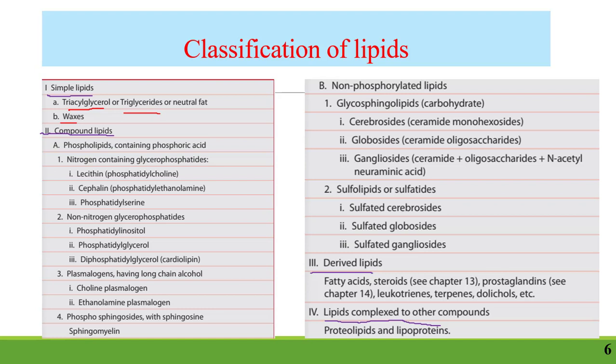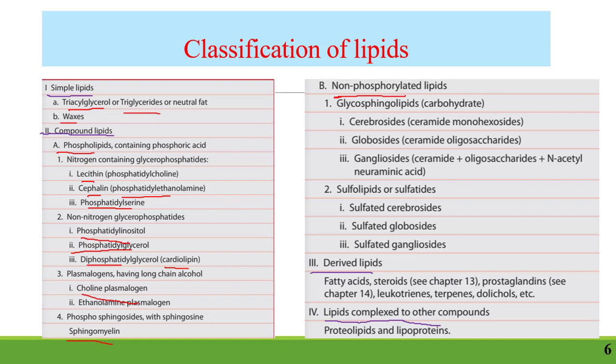We can divide the complex lipids into two groups, phospholipids and non-phosphorylated lipids. Phospholipids include lecithin or phosphatidylcholine, cephalin or phosphatidylethanolamine, phosphatidylserine, phosphatidylinositol, phosphatidylglycerol, and diphosphatidylglycerol or cardiolipin, and also plasmalogen and sphingomyelin are other types of phospholipid. And you can see here they have different categorization, and it's not needed to learn this categorization. You just must know these lipids: lecithin, cephalin, phosphatidylserine, phosphatidylinositol, phosphatidylglycerol, cardiolipin, plasmalogen, and sphingomyelin belong to the phospholipids.